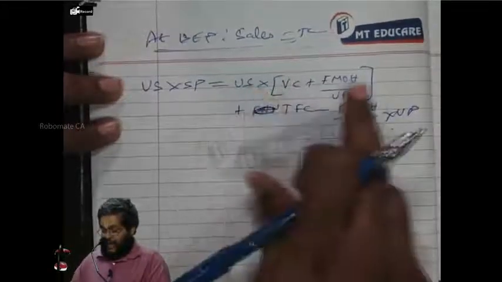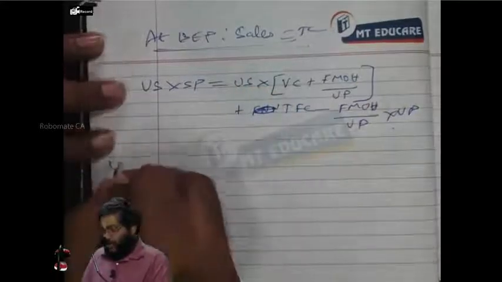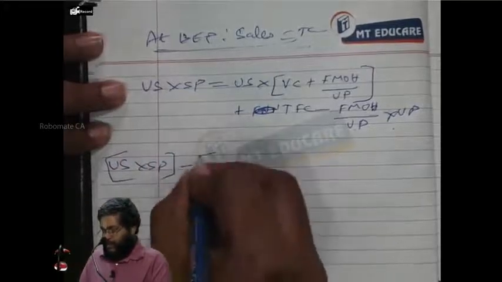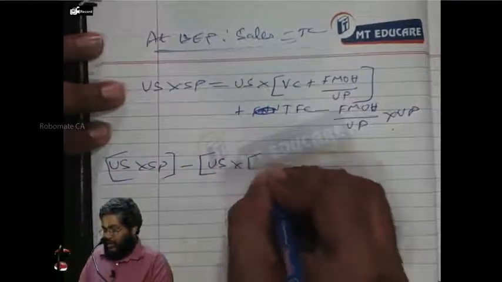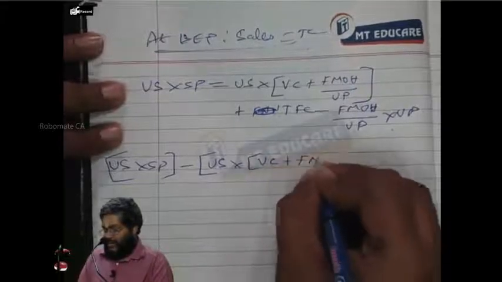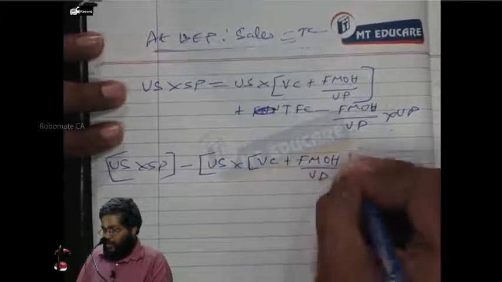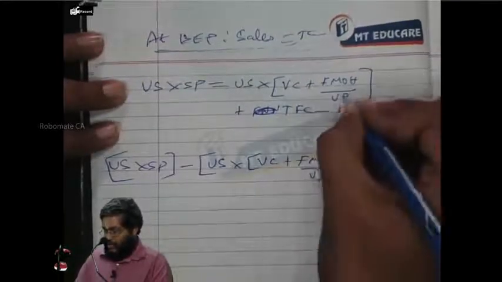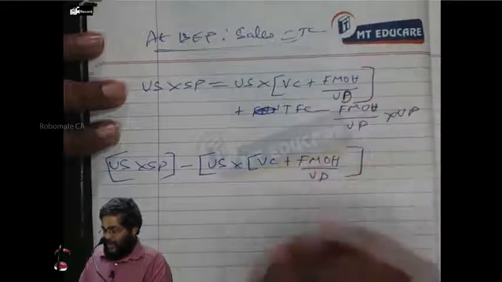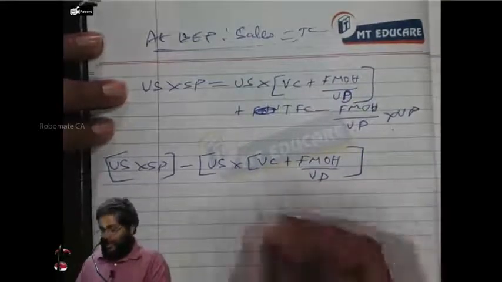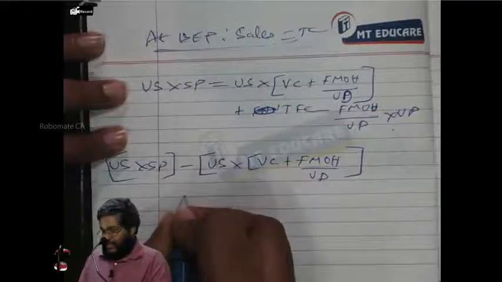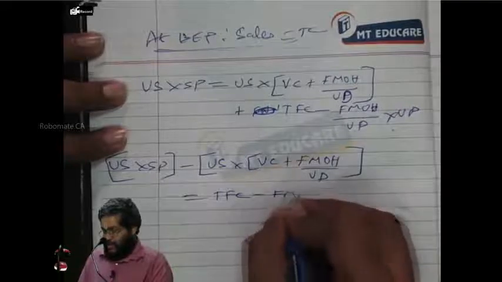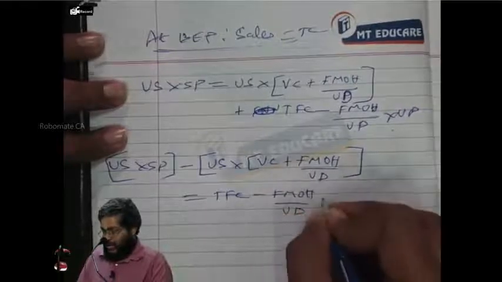What happens is, I bring this side. Okay, I can say like this. Unit sold into selling price minus unit sold into variable cost plus FMOH divided by UD. I brought this side, which is equal to the right hand side: total fixed cost minus FMOH divided by UD into UP.